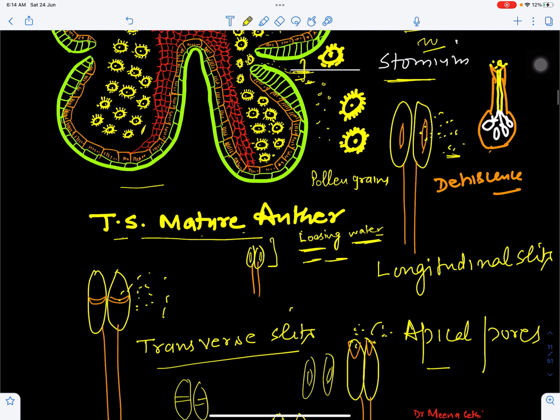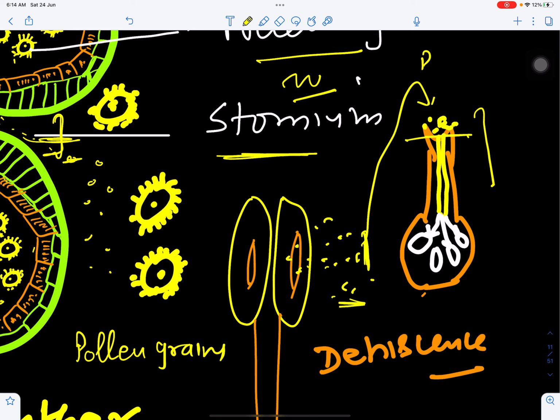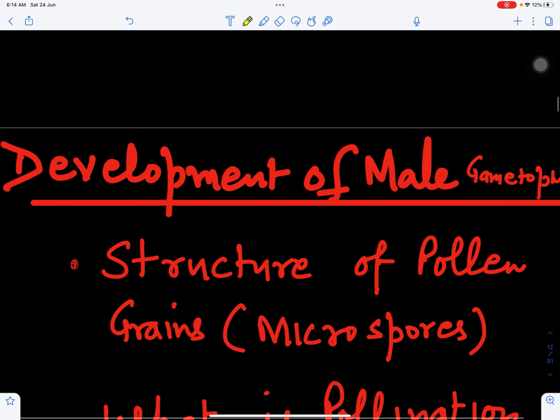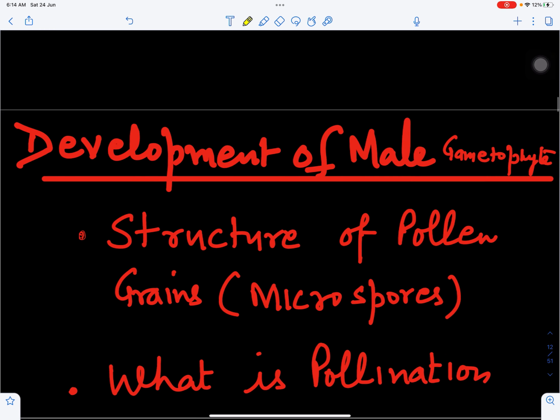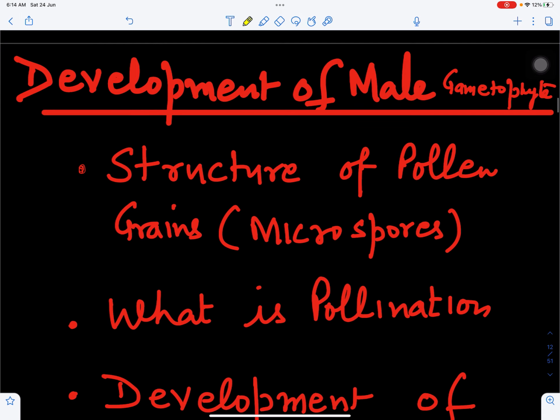And after release of their pollen grains, they will reach the stigma, right? This releasing of pollen grains and reaching the stigma is called pollination, which we will discuss in the next lecture in detail. So this is how pollen grains have been produced and how dehiscence of the anther has occurred for the liberation of the pollen grains.